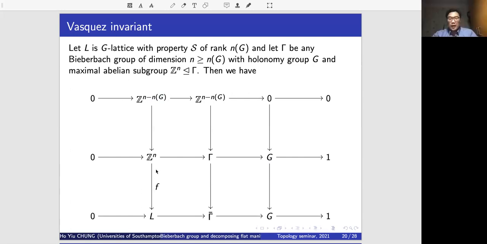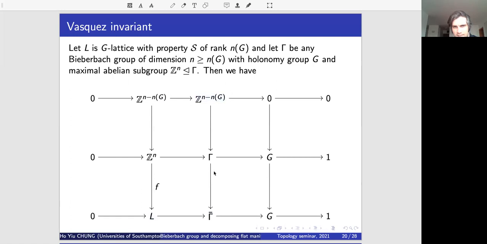All right, first we have the Bieberbach group gamma here, and we know the holonomic group of gamma is G. Then we try to work out N_G, a value where you can ensure you have found a lattice such that after the quotienting, you get a Bieberbach group with dimension less than or equal to N_G. So basically, we try to quotient.